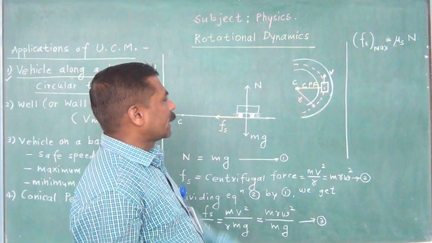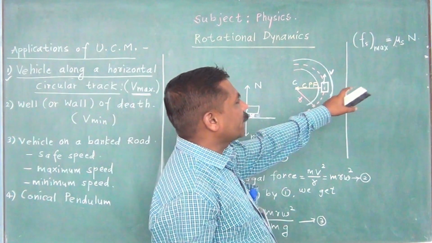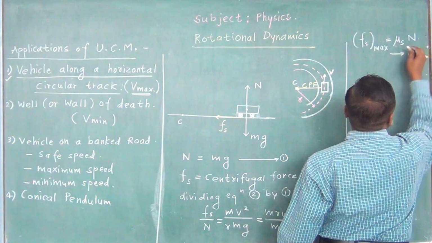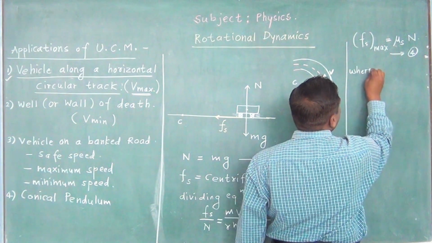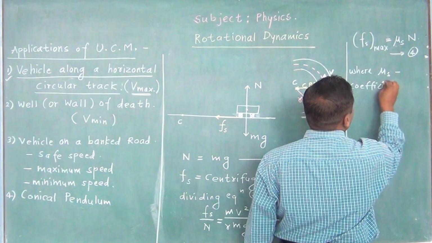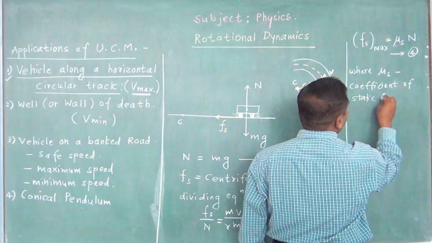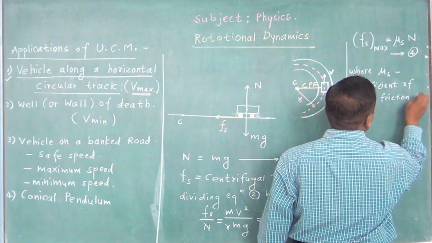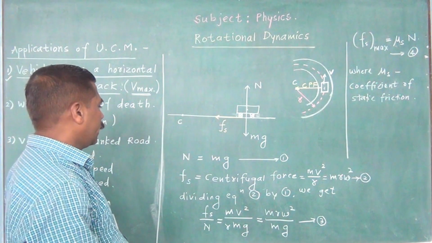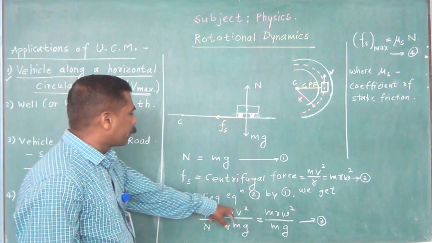So this Fs, that is the static force of friction, at maximum is equal to mu s into n. Suppose this is equation number 4. What is this mu s? This mu s is called the coefficient of static friction. Okay. So if you observe equations 3 and 4 very carefully, I am going to use the ratios and find out the value of Vmax here.